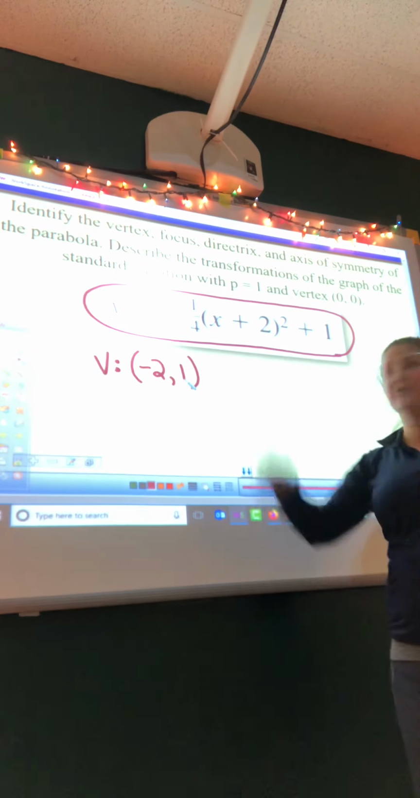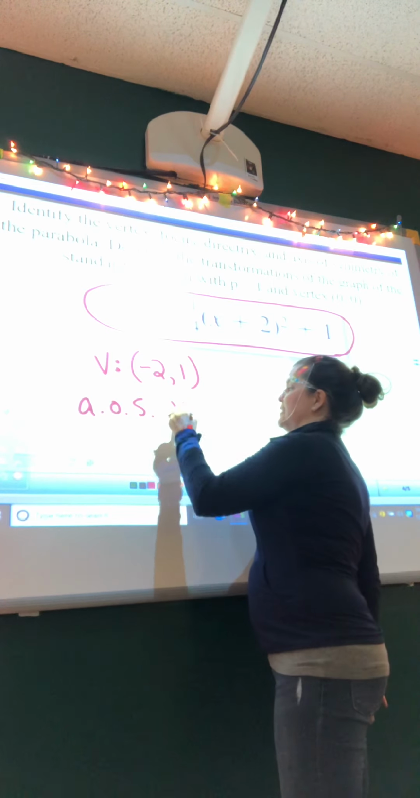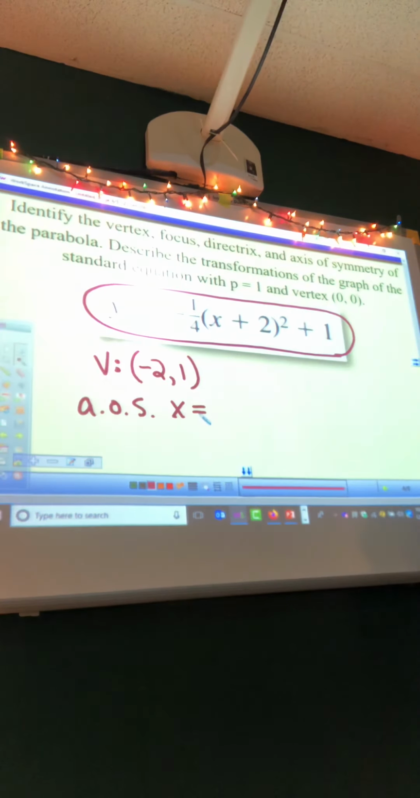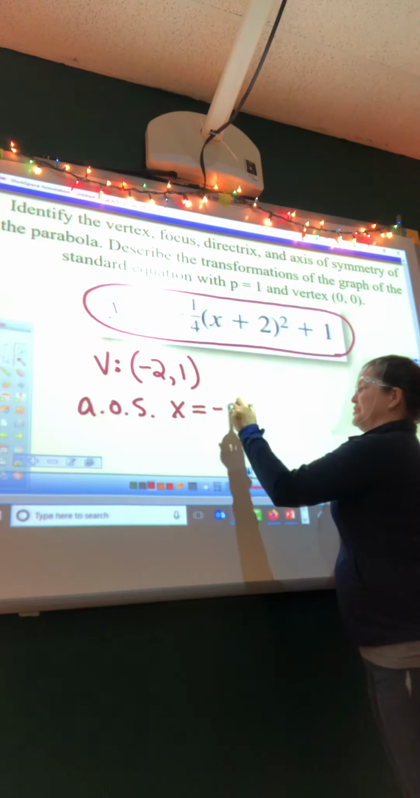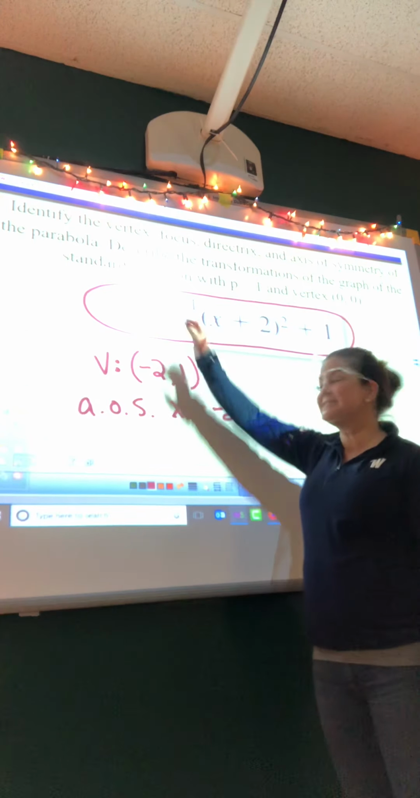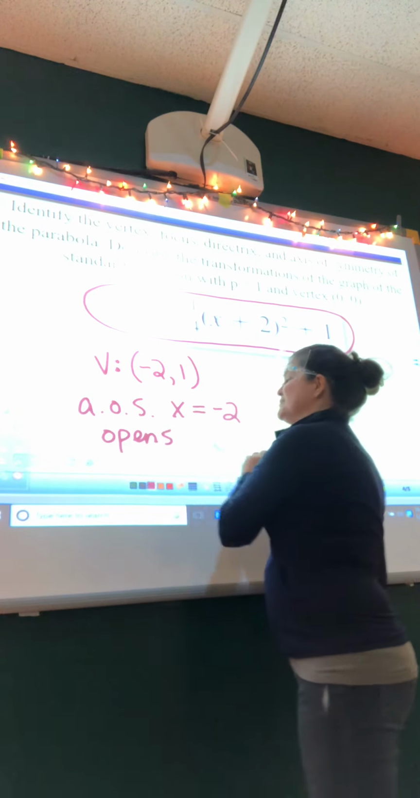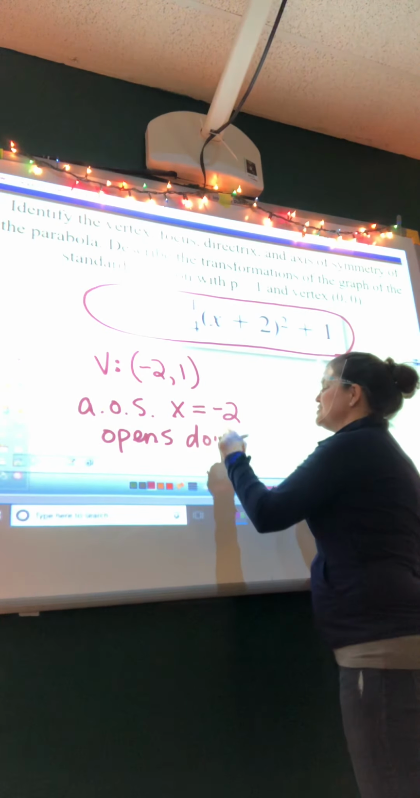So that's nothing new. We have also talked about the axis of symmetry being x equals my h. So it's the linear equation, x equals what? What's the h? -2. Good job. Now, we also could say, does it open up or down? It opens down. Why down? It's negative. So we could, if we wanted to, sketch a graph by just knowing that info.